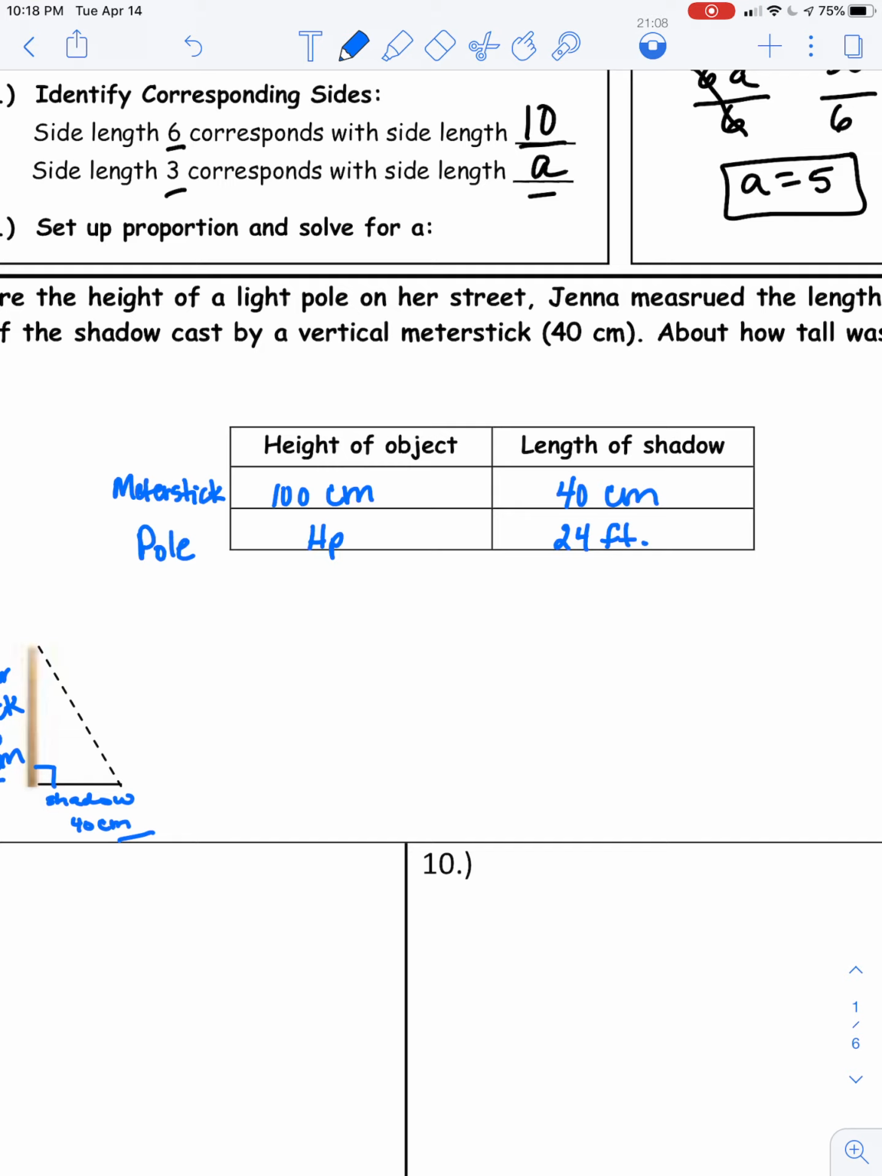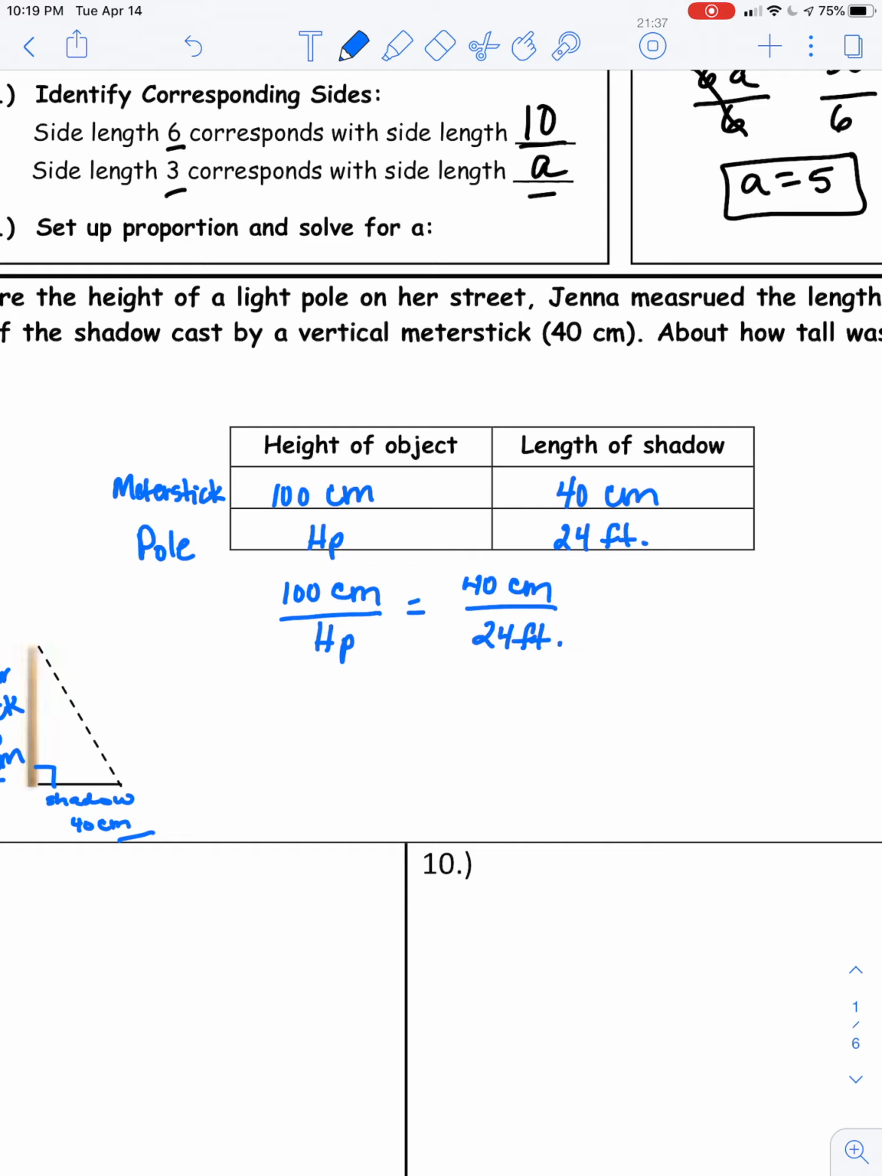Okay, so let's set up our proportions. Now I notice I have centimeters and feet here, so we're probably going to need to do some conversions. So let's write down every piece of knowledge that we have here. So we have 100 centimeters. So this is the height of both objects set up as a ratio, and we're going to set that equal to the ratio for the length of the shadow, which is 40 centimeters over 24 feet. And now I have my proportion.